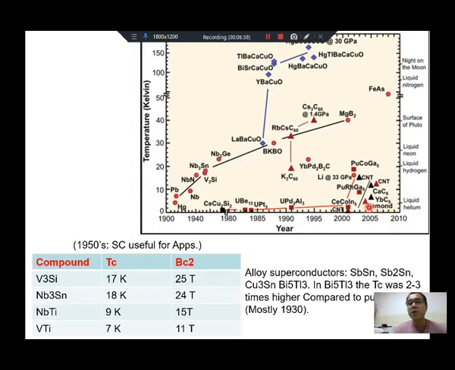Here you can see boron doped diamond. Films of these diamonds actually become superconducting at liquid helium temperatures. Okay, and that was pretty recent, and in fact research is still going on these boron doped diamond films and their superconducting properties.